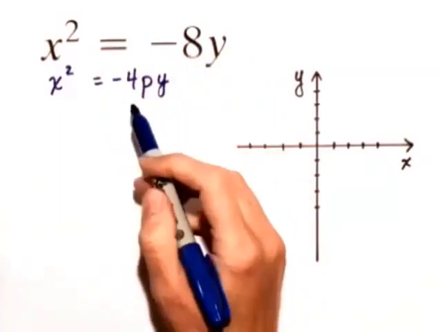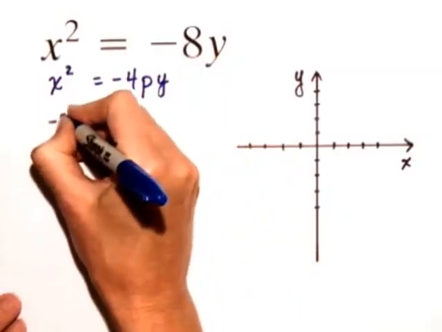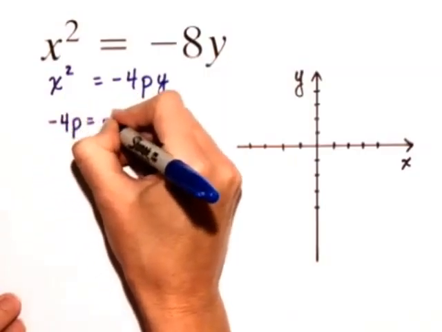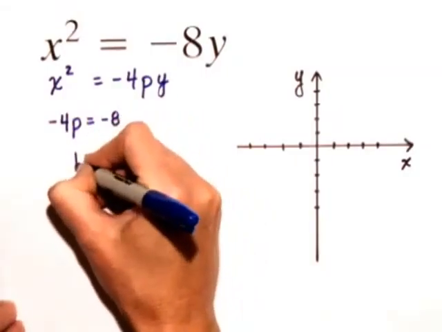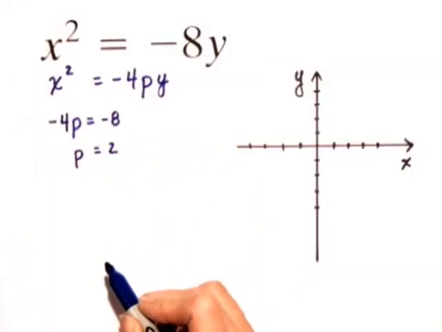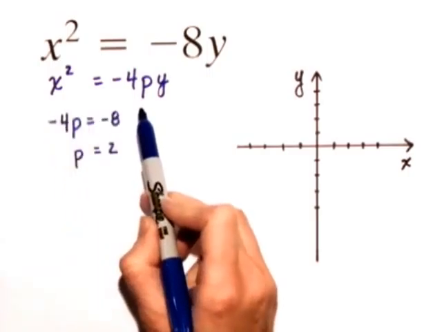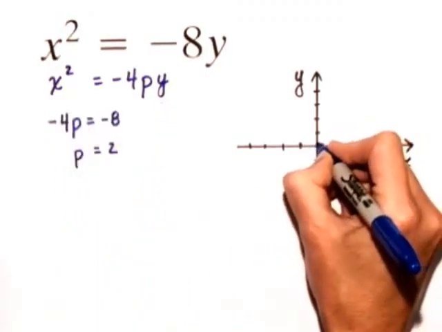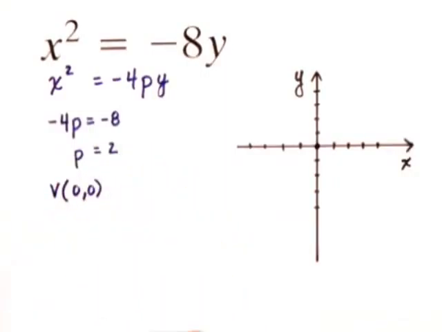So we can see that negative 4p is equal to negative 8. And we'll set the negative 4p equal to negative 8, and we get that p is equal to 2. Well, let's talk about what p means for a minute. P is the distance that the focus is from the vertex. Since this is in standard form, we have a vertex at 0, 0. So our vertex is at the origin, and p is 2 units away from the vertex.